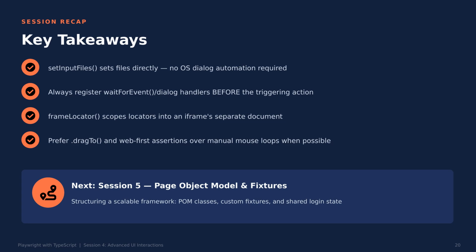Next time, session 5: page object model and fixtures. We'll cover why and how to structure a scalable framework using page object classes, Playwright's custom fixtures through test.extend, and shared login state through storage state. That's where this whole project stops being a folder of scripts and starts becoming a genuine maintainable framework.